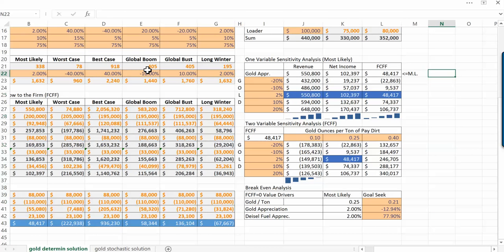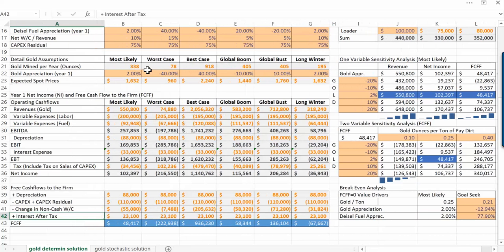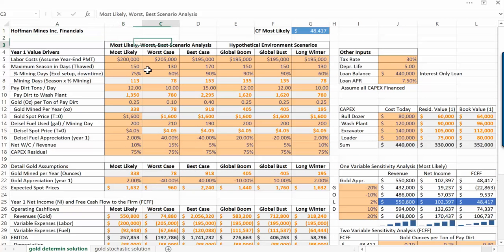Then we did some sensitivity analysis around gold appreciation and showed what happens to revenue, net income, and free cash flows as gold appreciates or depreciates. And we also did a two-factor analysis, looking at both gold and gold ounces per ton of pay dirt, so it's all some scenarios or sensitivity around that. And last, we did a break-even analysis. What amount of gold do we need to find in the ground to break even? And what level of gold depreciation will cause us to go to negative free cash flows and so on? So these are what we call deterministic scenario analysis or risk analysis, where we're looking at specific scenarios.